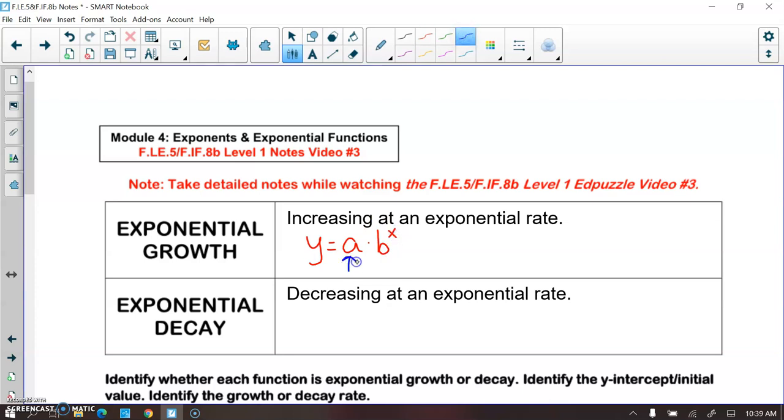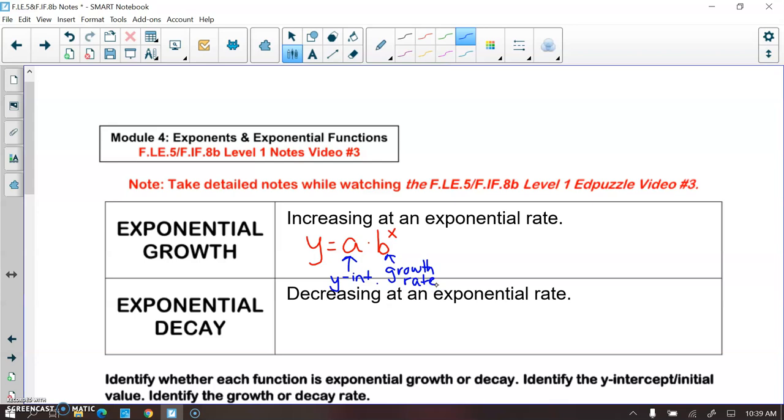Your a is still your y-intercept, or where your graph starts. So, for example, if I say, I have a population of 1,000 rabbits that's growing by 2%, your a would be 1,000 because we started with 1,000 rabbits. Your b is your growth rate, but in exponential growth, it's going to have something to do with that percent that you're growing by.